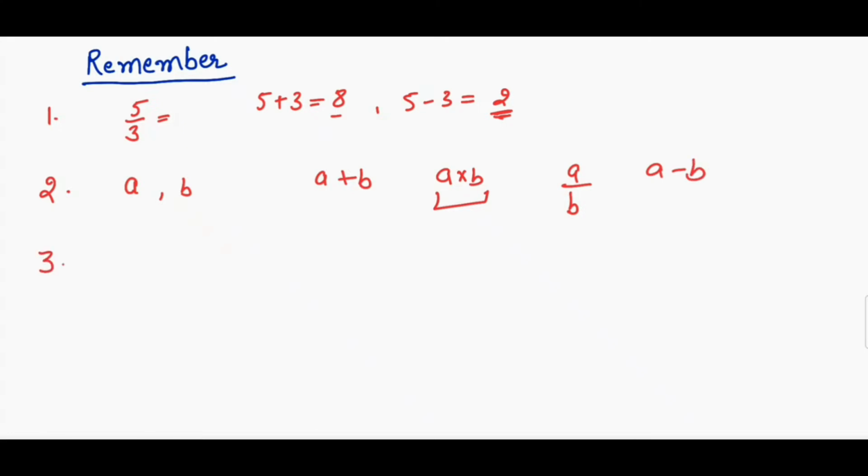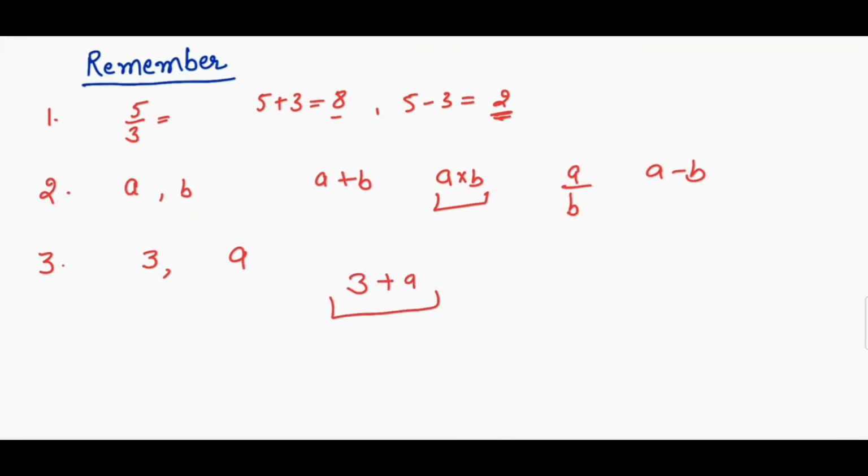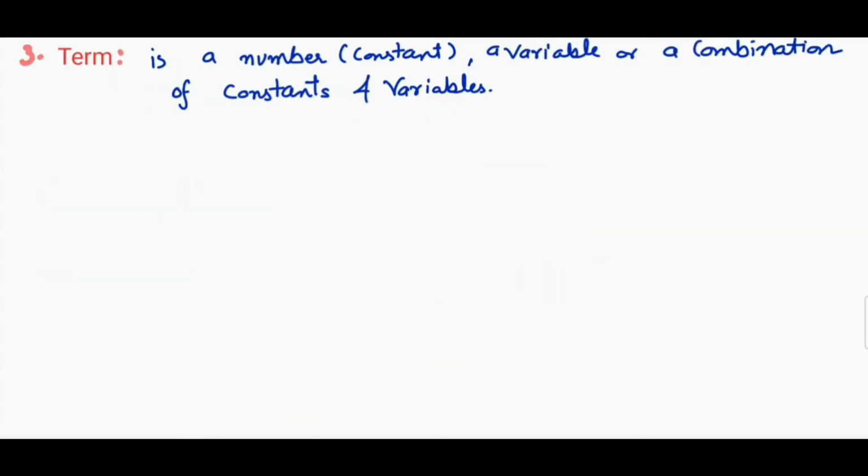And the third point over here is a combination of a variable and one or more constants is always a variable. For example, this is a constant and A is a variable. And if I add 3 and A, what will I get? I will get a variable. Correct?